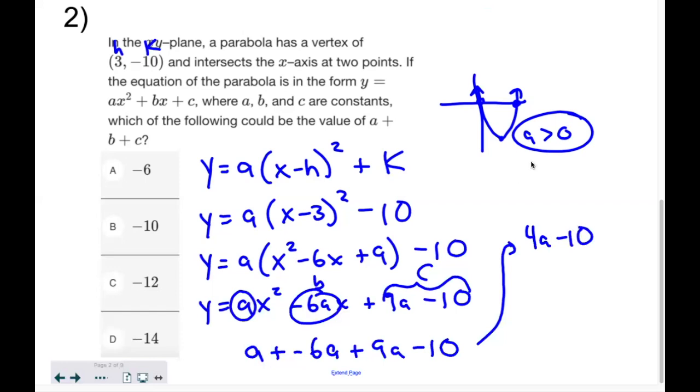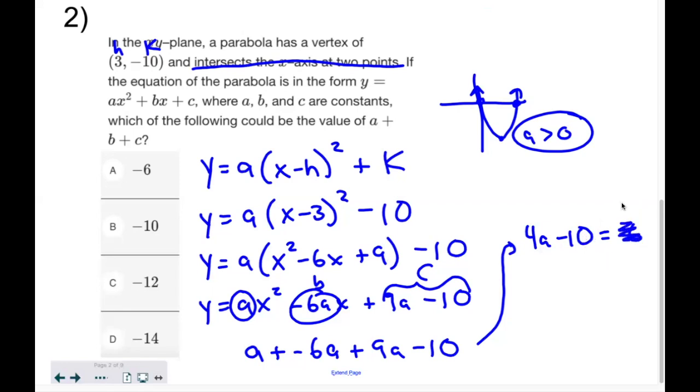Now, remember this in the very beginning. A has to be positive for this to intersect the x-axis twice with this particular vertex. Well, it says which could be a value of A plus B plus C. Let's say I make it equal to negative 6, the first answer choice. If I add 10 over, I'm going to get 4, so I will get a positive A.